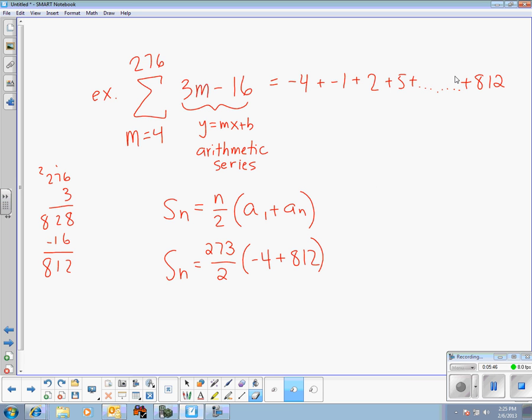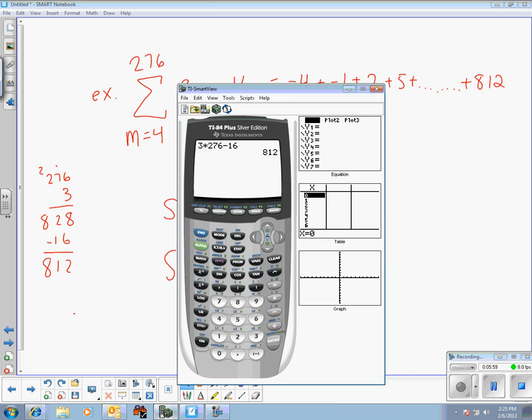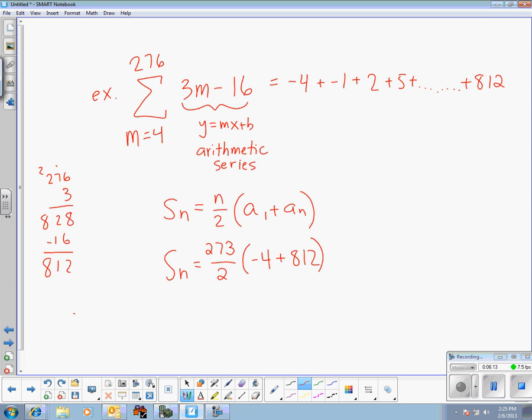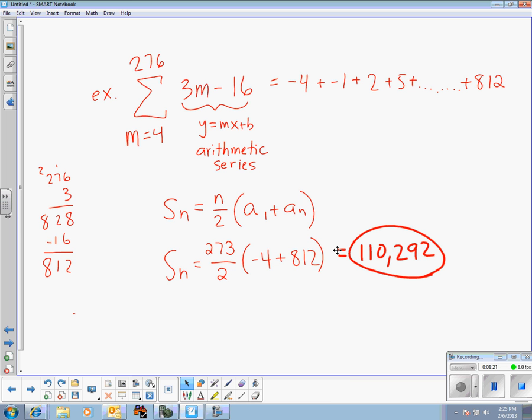So watch out for that little trick if this particular question comes up. So now to add up this sigma notation, 273 over 2 times negative 4 plus 812. Then all the terms in the series add up to 110292. And we have evaluated an arithmetic series that's just presented in another way.